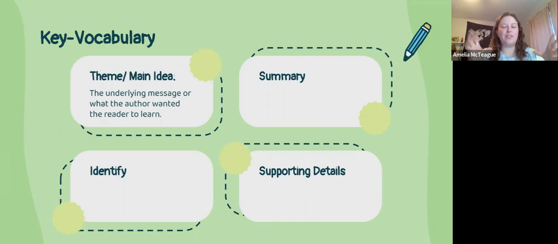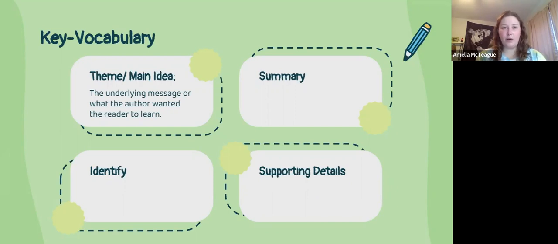So when we think about summary, when we ask someone to summarize a text or tell us about the text, we don't want to know the little things. We don't want to know like what the color of the main character's hair is. We don't need to know that stuff. We want to see the big picture. We want to see what is actually happening in the book and why. And that is what we are talking about when we are talking about summary.